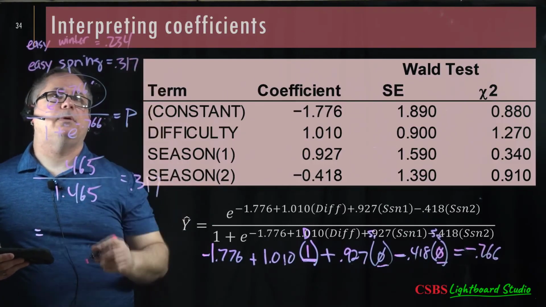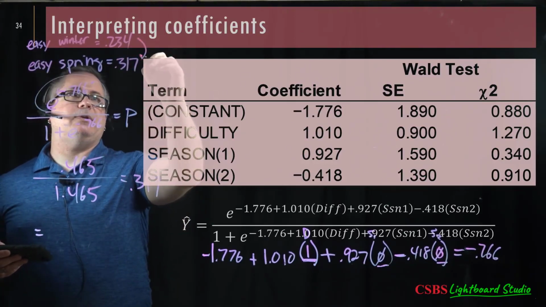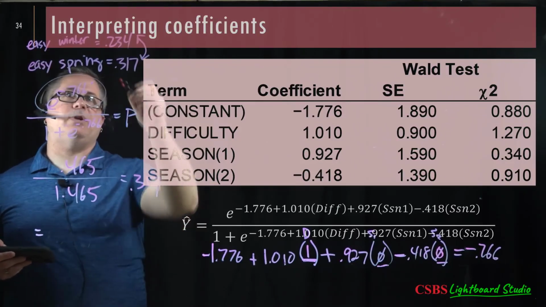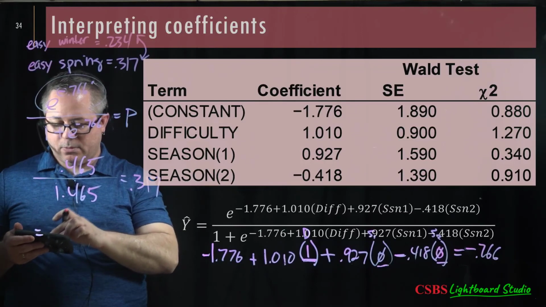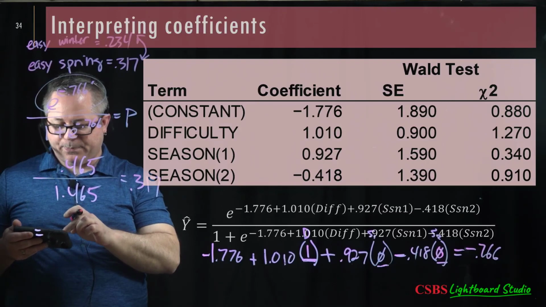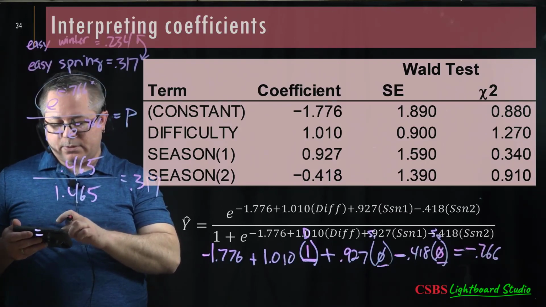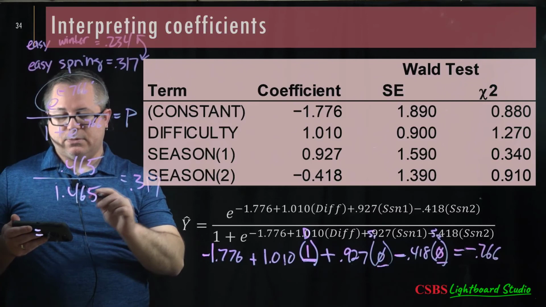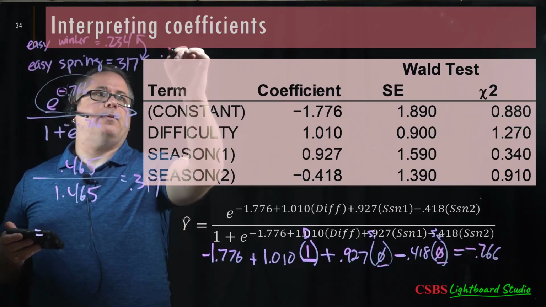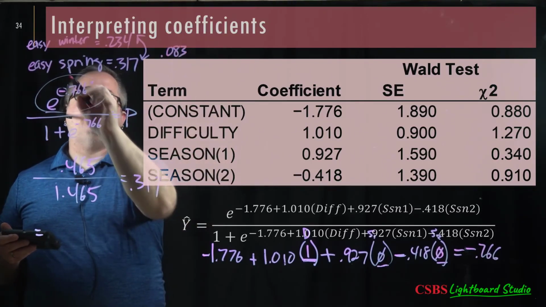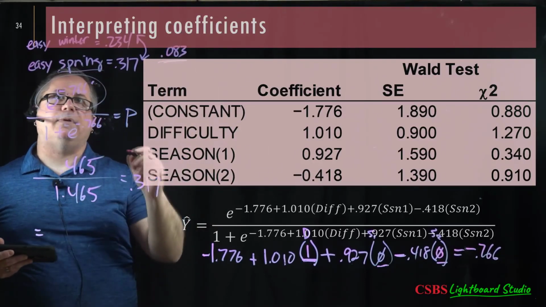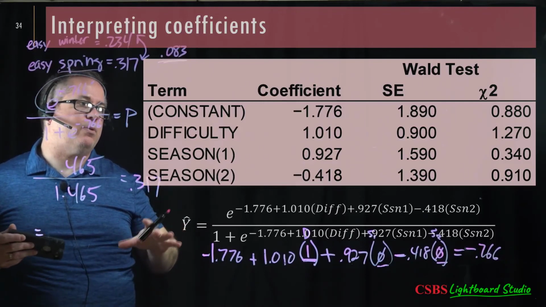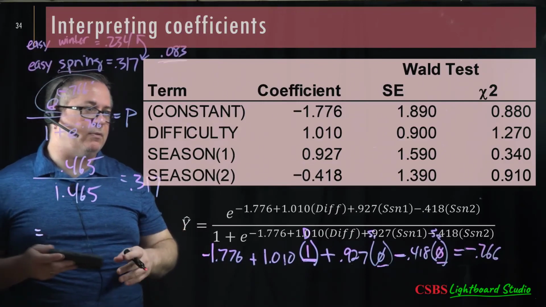0.317. So if you look at this, we held difficulty the same. The change between winter and spring is 0.317 minus 0.234 equals, it's only about, so if I'm skiing in spring, I'm now going to be 8% more likely to fall than if I ski in winter, assuming that they're both easy slopes, right? I'm on easy slopes both times.